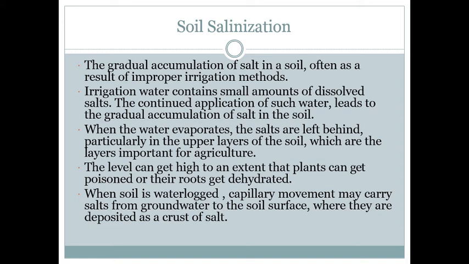So with irrigated farmlands, with continuous usage of irrigation, there is a tendency for infiltration of too much salt into your farmlands. When the water evaporates, the salts are left behind, particularly in the upper layers of the soil, which are the layers important for agriculture. Now, the level can get so high that plants can get poisoned or their roots get dehydrated. When soil is waterlogged, capillary movement may carry salts from groundwater to the soil surface where they are deposited as a crust of salt.